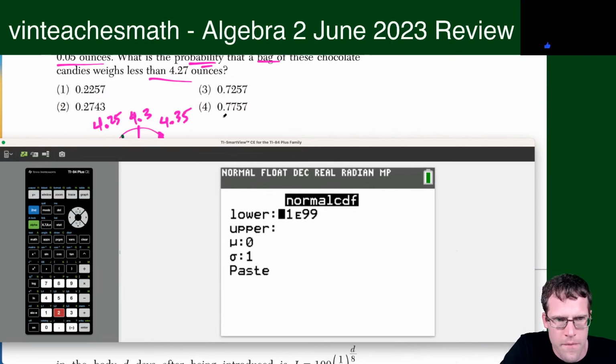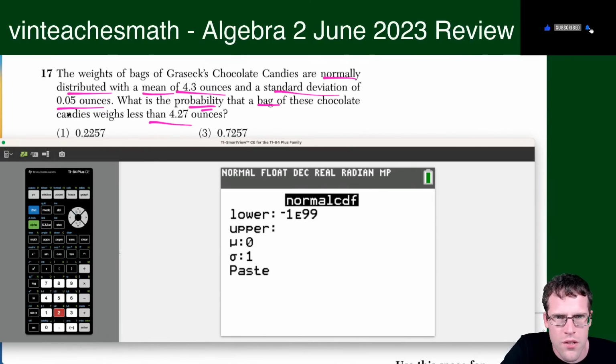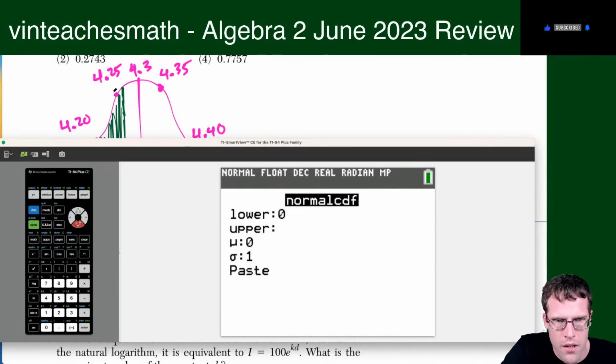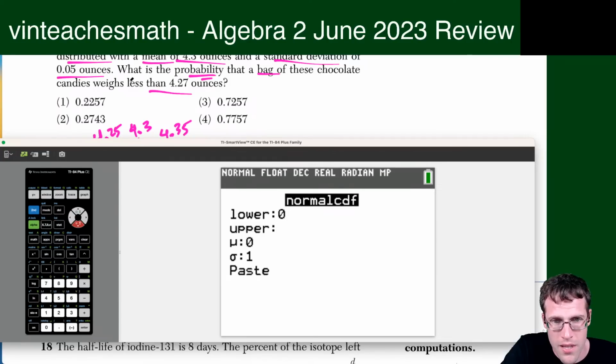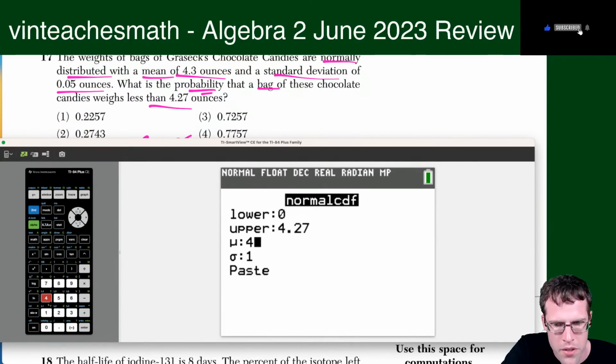So our lower limit would be, how much does the weight of chocolate weigh? Just say 0. Okay, it weighs nothing, which wouldn't make sense, but whatever. The upper is, what's the maximum we want it to weigh? Was 4.27. We want it to be less than or just about equal to 4.27. For this part here, this is the average. The average in this case is 4.3. And then the standard deviation was 0.05.